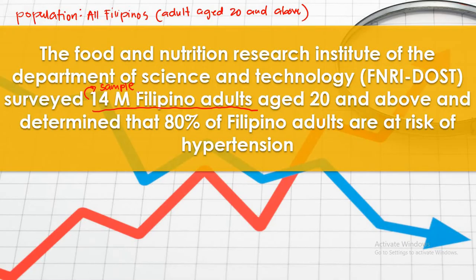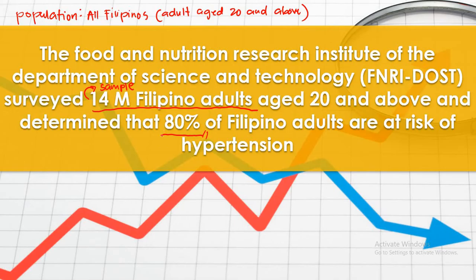So this is the sample. How many did they survey? 14 million. This is just another description, age 20 and above. And this is what they found out. They found out that 80% of Filipino adults are at risk of hypertension. So we have here a numerical measure which is 80%. But this 80% is the result from the survey, from the sample, and not the population.